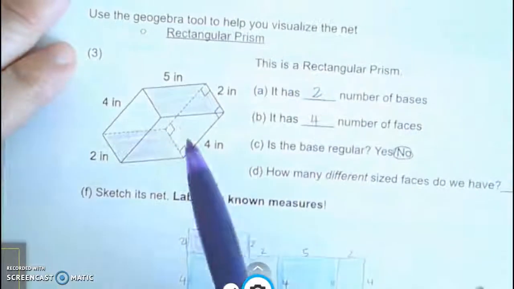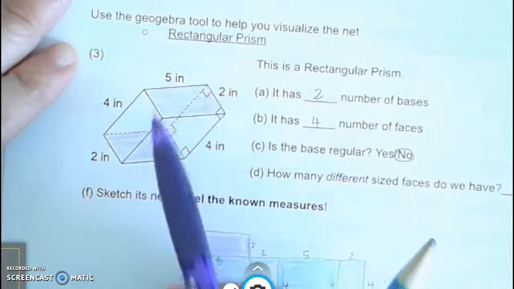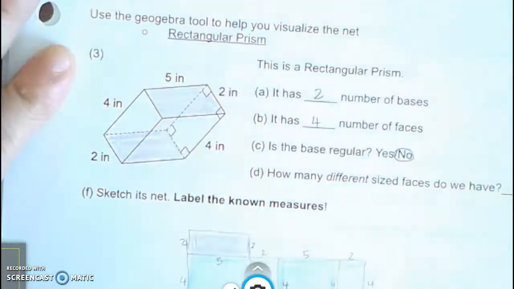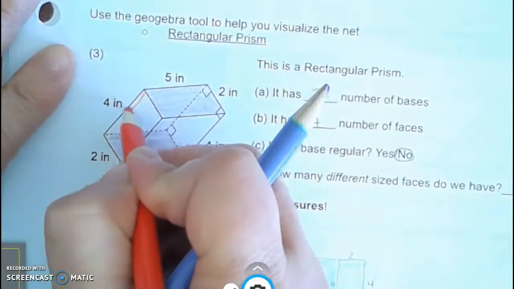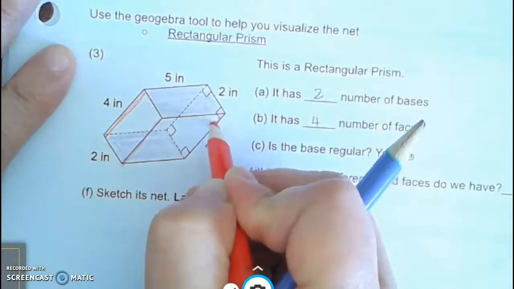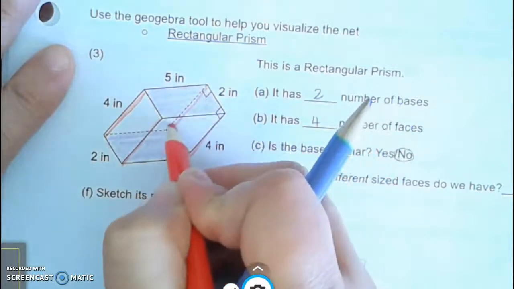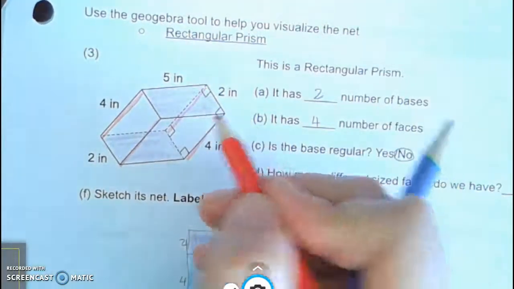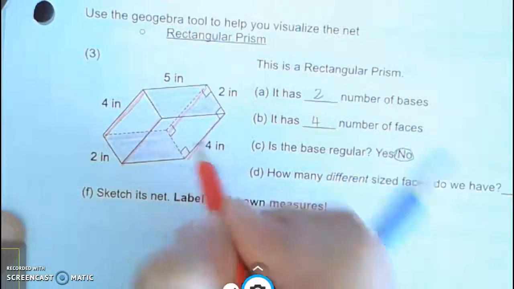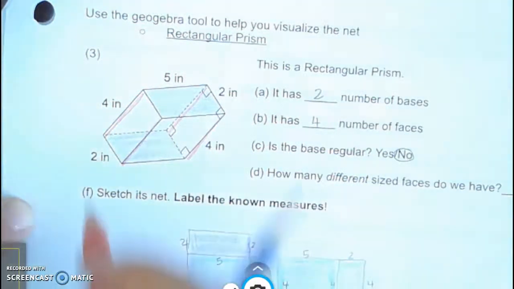Number 3. Okay, so what shape do we have? We have a rectangle as a base shape, so it's going to be a rectangular prism. It does not matter which side you choose as the base. You could have chosen any of them, but then you need to be careful about which is the height of the other side.